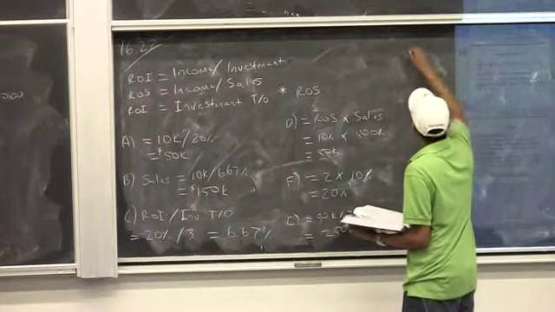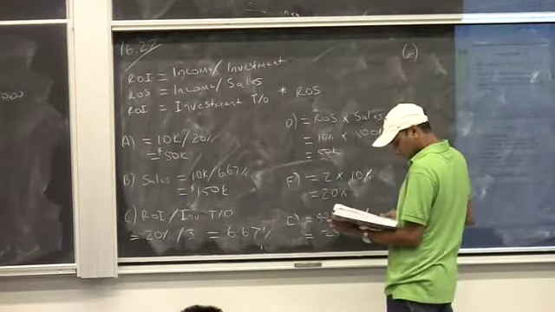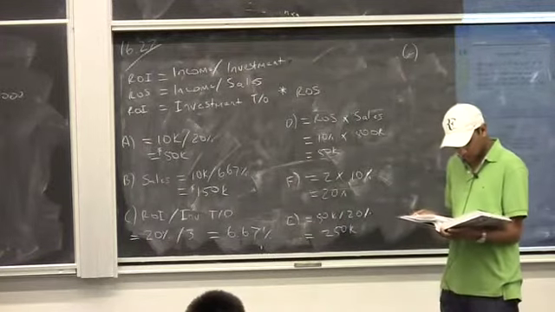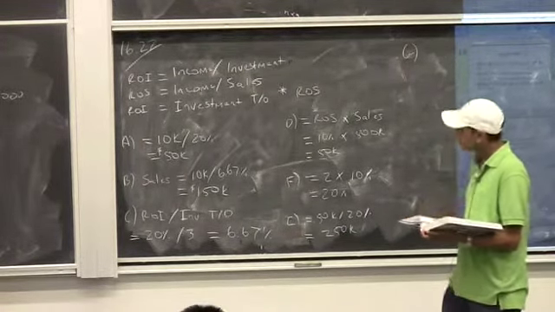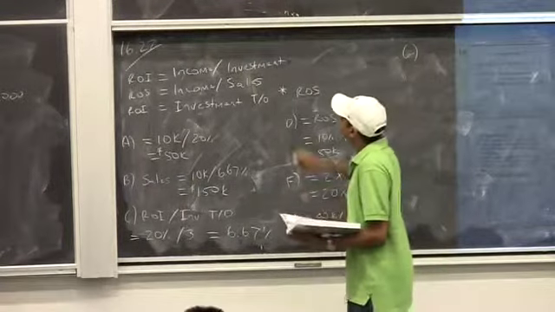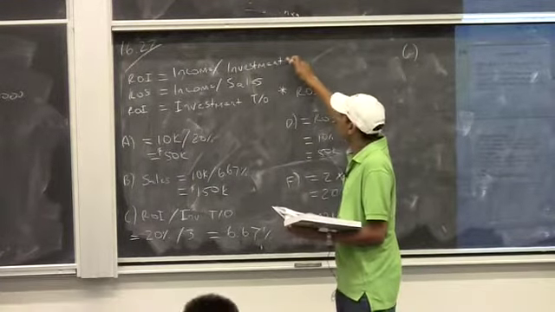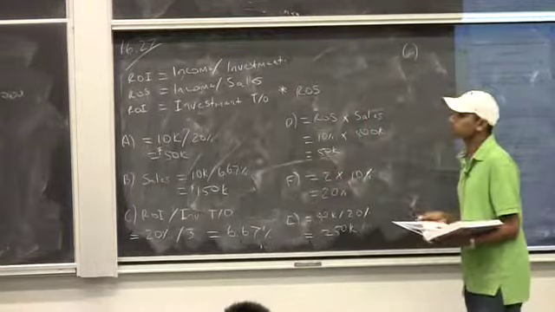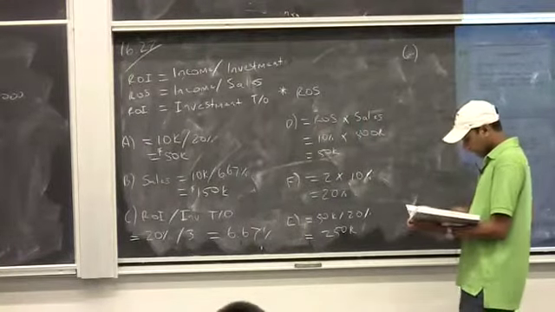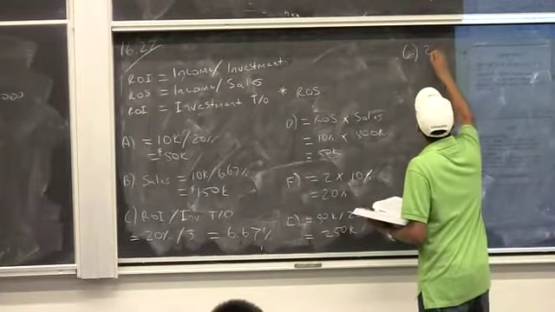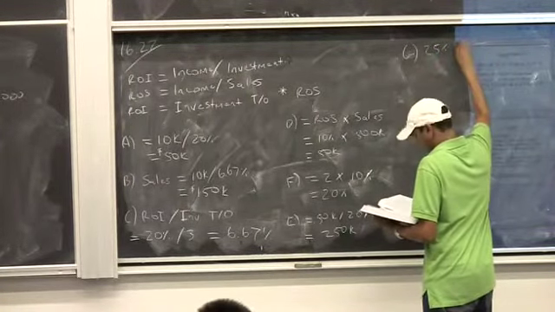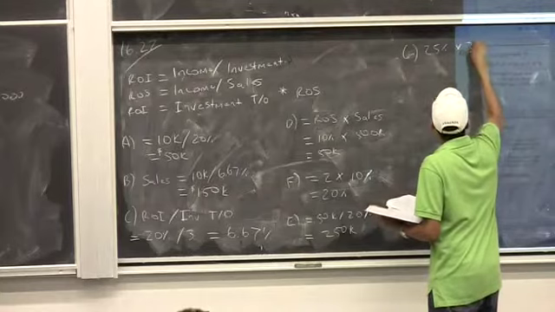Okay, E, F, G. How many left? Oh, still some left. Okay, G. G's asking for income. So you're gonna use this one. Yeah, 75. So what did you do? You took 25% ROI times what? 300K.